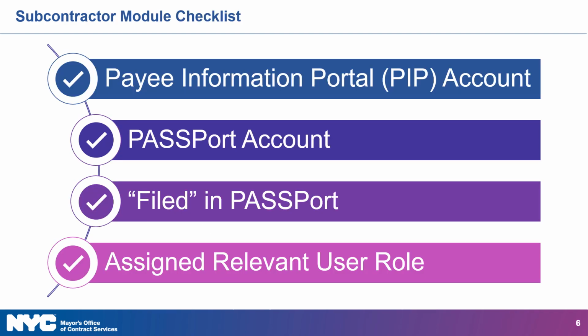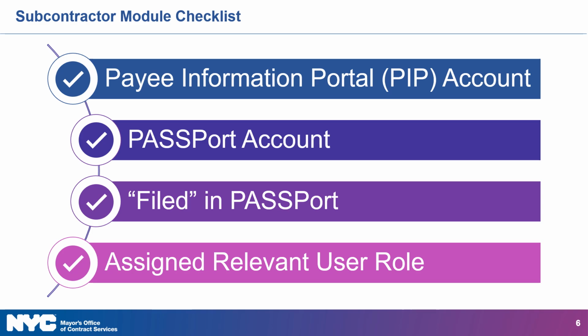As a subcontractor, you should check that you have a PIP account. This is Payee Information Portal, or PIP. Make sure that you have a Passport account, you're filed in Passport, and you are assigned the correct user role. If your organization works with New York City as both a prime vendor or prime contractor and a subcontractor, you do not need separate Passport accounts.